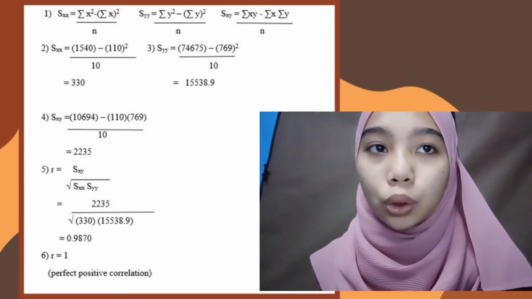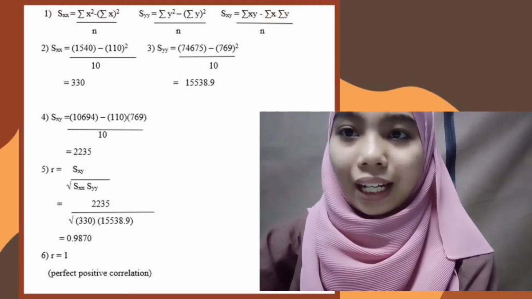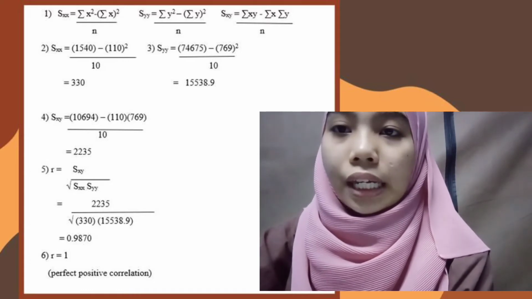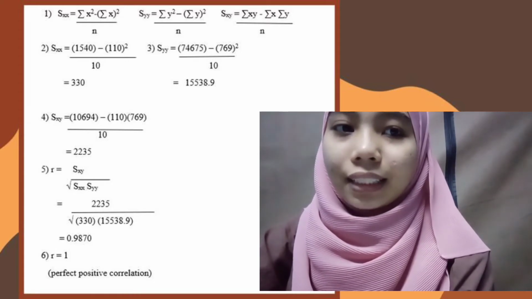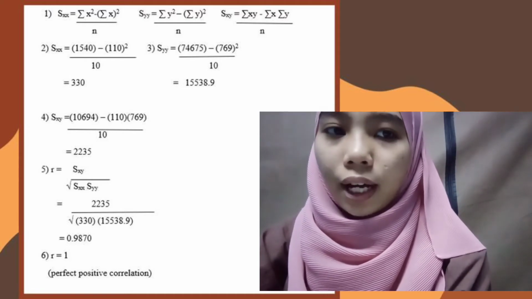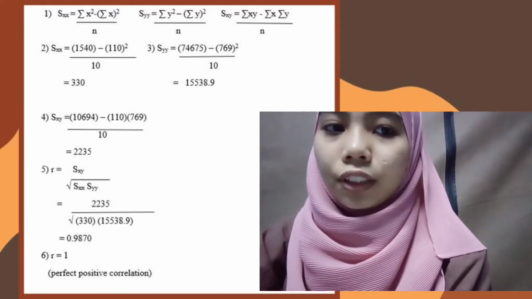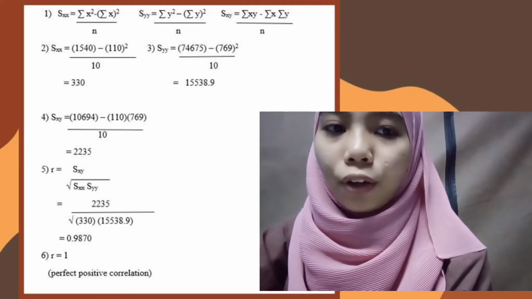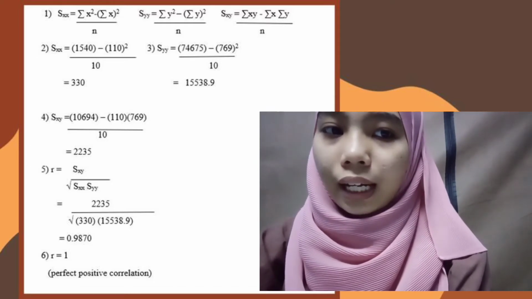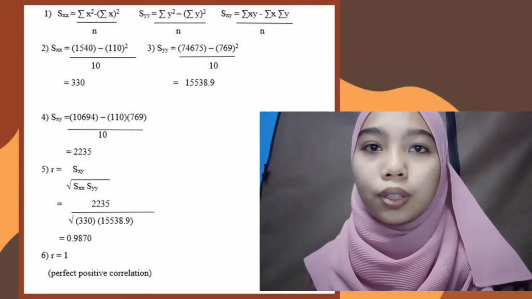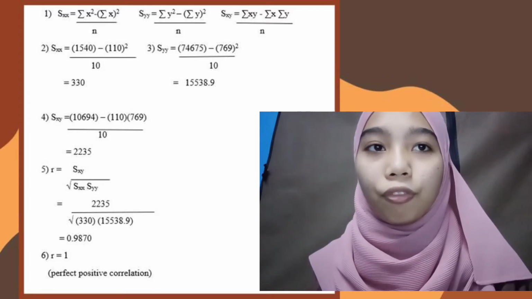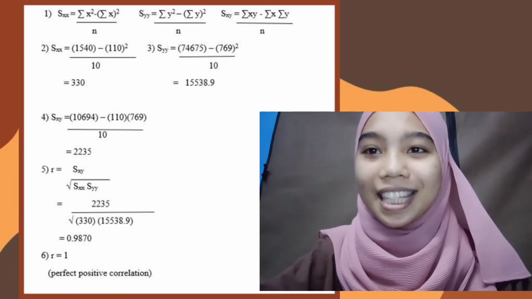So we got 2235. So to calculate the correlation coefficient, we use the formula SXY divides square root SXX multiply SYY. So 2235 divides square root 330 multiply 15538.9. So we got 0.9870. So correlation coefficient equal 1. So we got perfect positive correlation. That's all for me. Thank you.